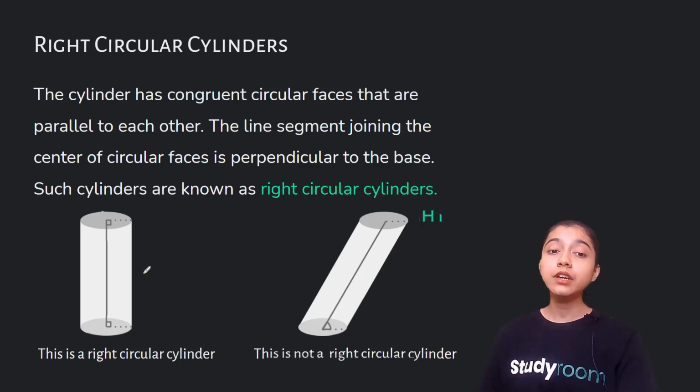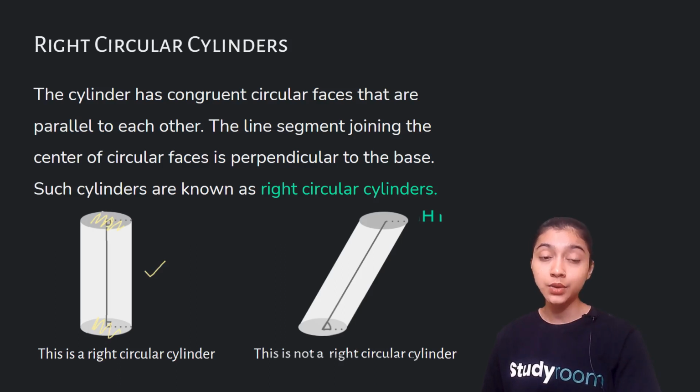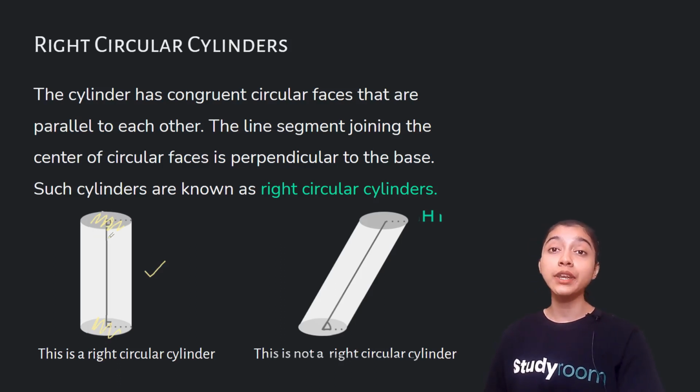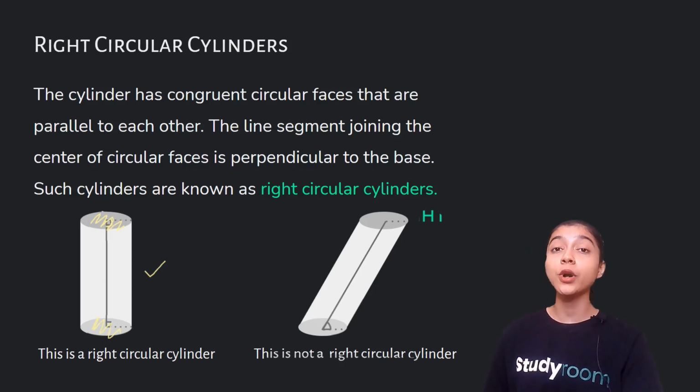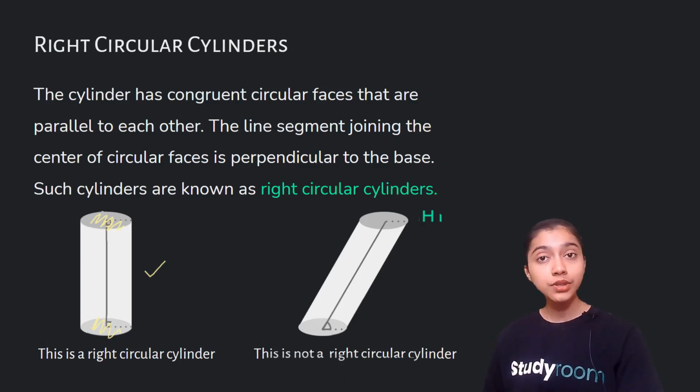Here a figure of a right circular cylinder has been given, where the top circular portion and the bottom circular portion are parallel to each other, and the line joining the centers of these two circles is perpendicular to each of the bases. It is perpendicular to the top base, that is, it makes an angle of 90 degrees with the top base, and this line joining the centers of both circles is also perpendicular to, that is, making an angle of 90 degrees with, the bottom circular base as well. So this will be known as a right circular cylinder.